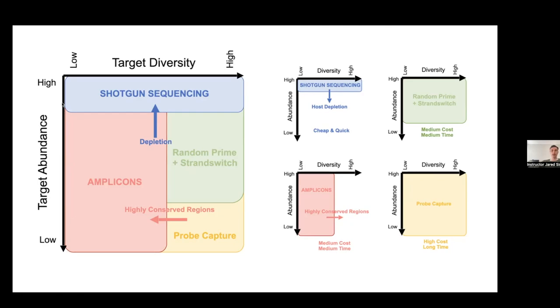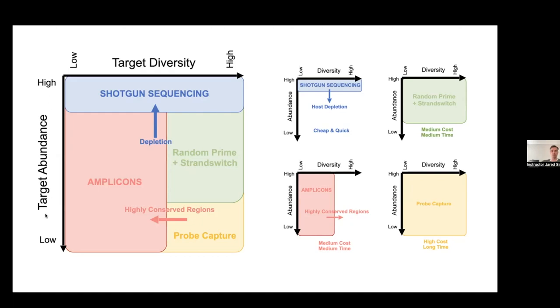Conversely, if we have very high target abundance, where there's tons of material there, say there was a very active infection of coronavirus, you may be able to just do shotgun metagenomics and recover enough sequence to reconstruct that viral genome.